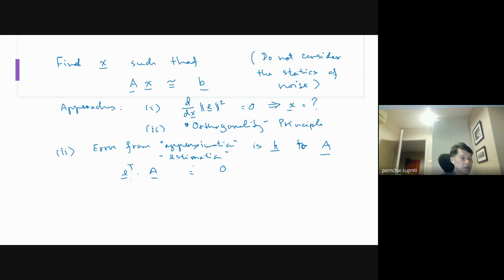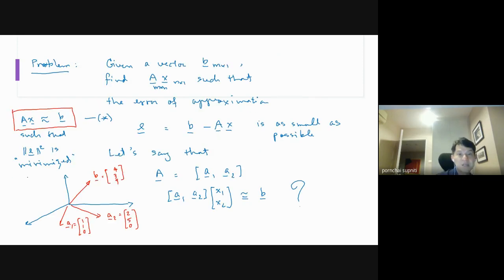So what is the dimension of A? The dimension of A is M by N, right? And what is E? E is B minus AX.